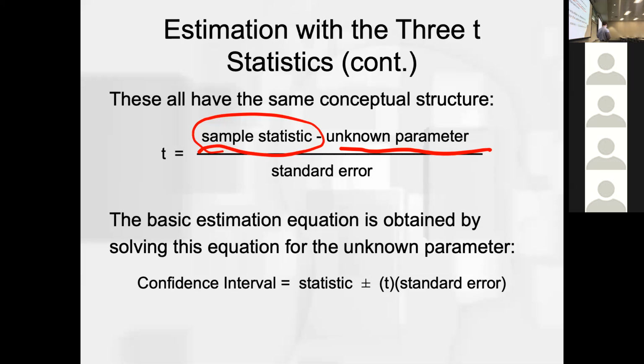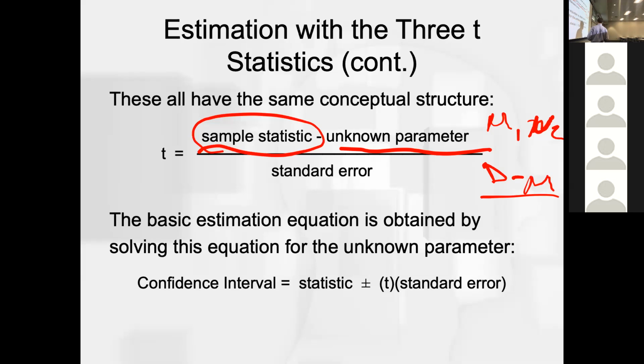All right, so that t equation, that top could be mu1 minus mu2. It could be D minus that hypothesized population difference. But again, it's all the same conceptual structure. So this shouldn't be anything new.